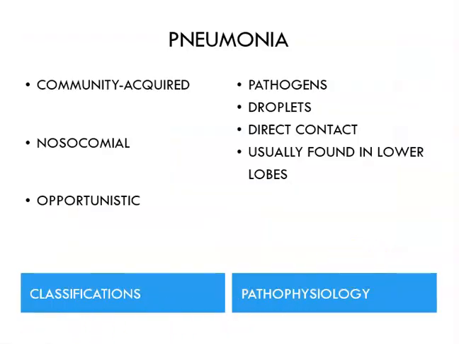A couple different types of pneumonia going on here. The community acquired is when the client who has not been hospitalized develops an infection in the lungs. This is usually going to be your gram-positive bacteria, so your pneumococcus. That's going to be 66% of community-acquired cases.